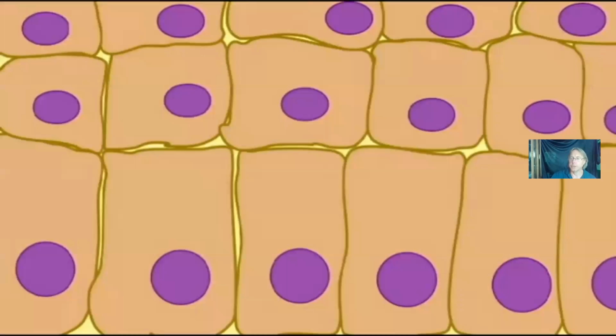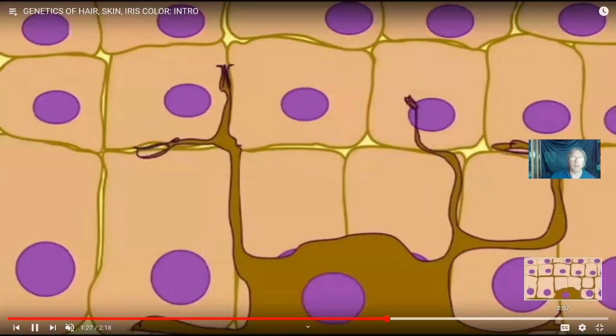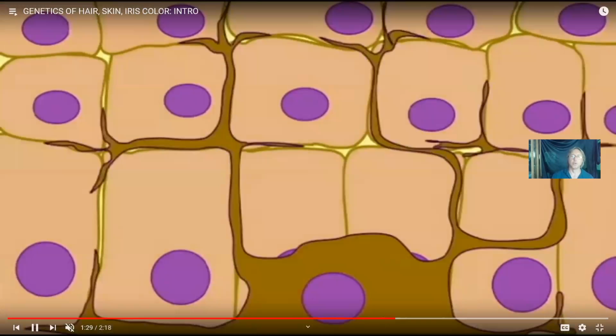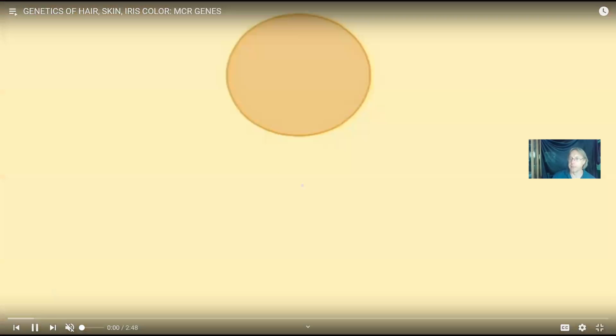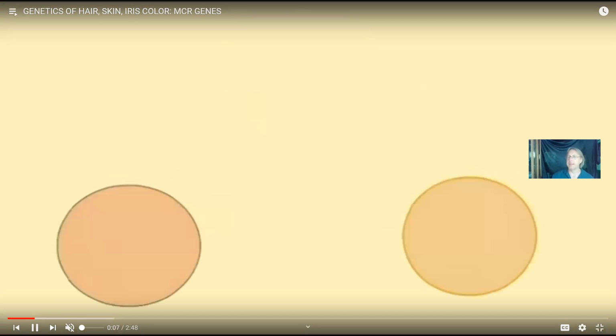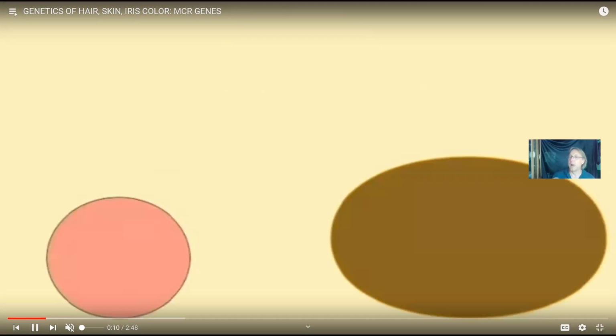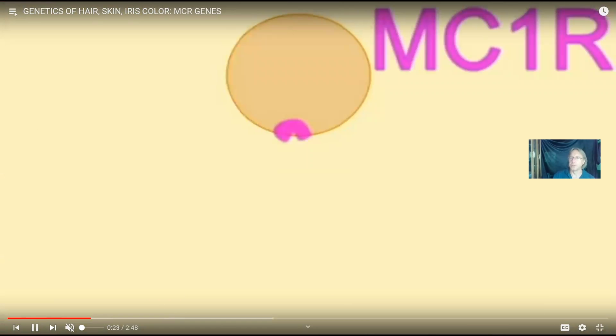There are a number of genes involved, but the major ones control whether or not eumelanosomes with their brown to black pigment are made, or the pheomelanosomes with the more reddish pigment. And cells can make both, but they are signaled to do so by hormones, primarily the hormone MSH, the melanocyte stimulating hormone, but ACTH can also have a role.